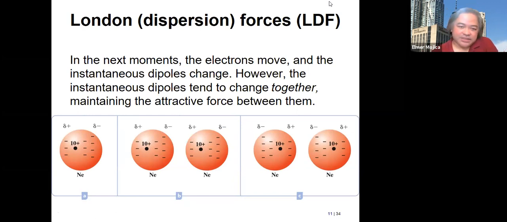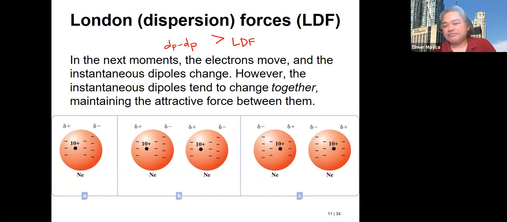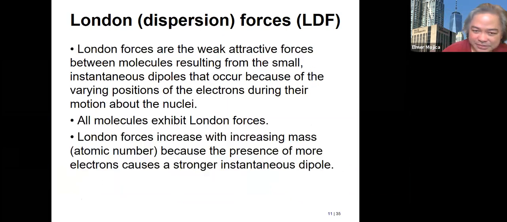So what is the effect of this? The bigger the molecule, the stronger is the LDF. Now, LDF is not only present in nonpolar molecules. It is also present in polar molecules. The only difference is the polar molecules also have the dipole-dipole. And if you have a dipole-dipole, it becomes more dominant than the LDF. LDF is the only one that is present in nonpolar molecules.